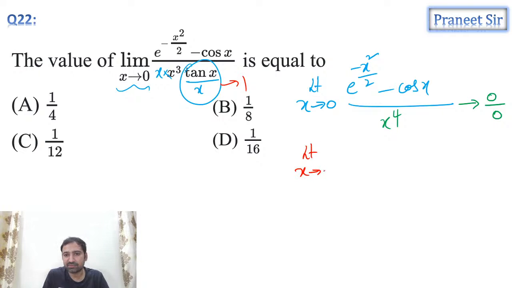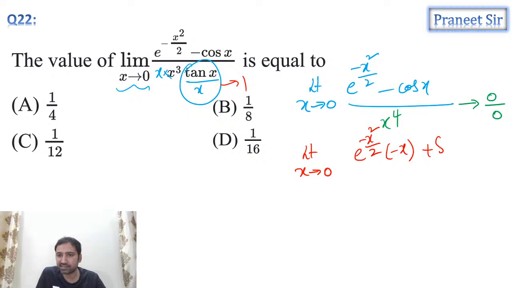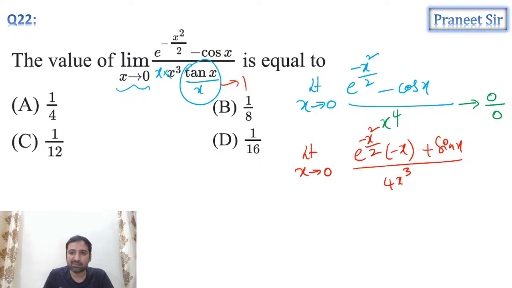Numerator differentiation by denominator differentiation. The differentiation of e power minus x square by 2 is e power minus x square by 2 into minus x, and minus cos x differentiation is plus sin x, by 4x cube. We're getting it. So are we getting again 0 by 0? Yes, we're getting again 0 by 0. So can we apply L'Hospital rule one more time? Let's apply it one more time.